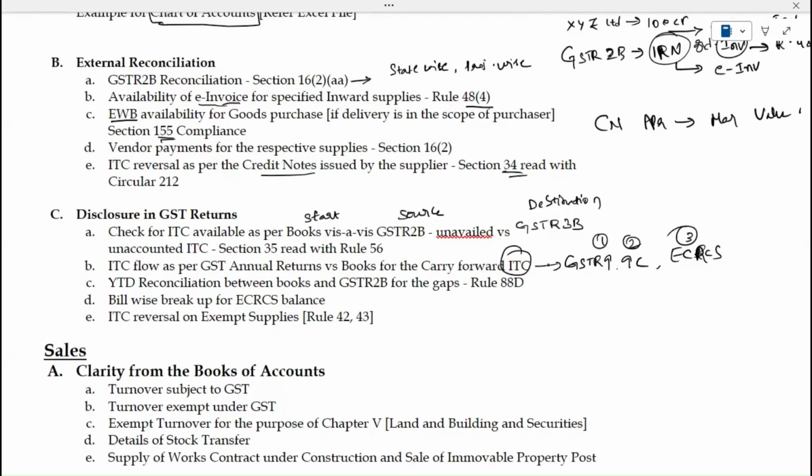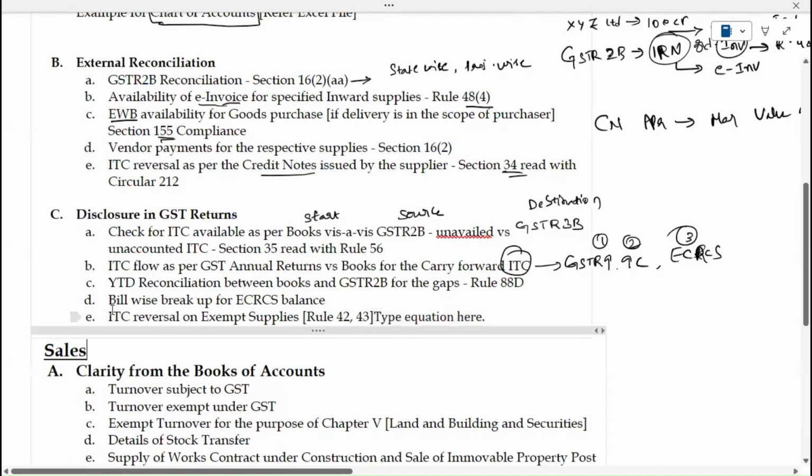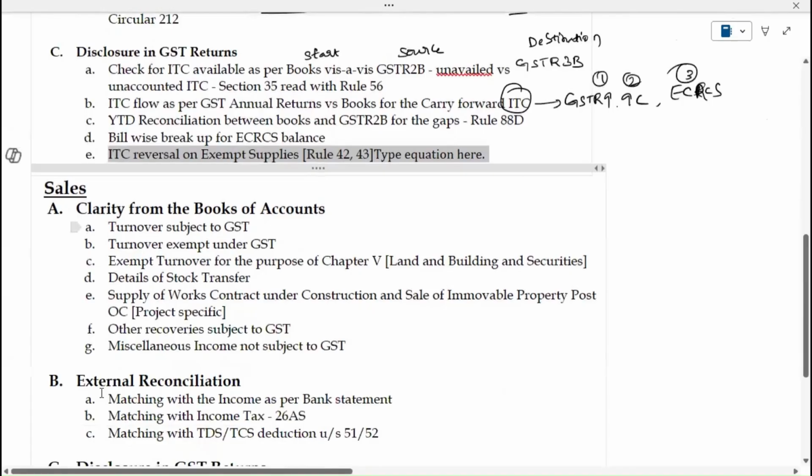Your statutory auditor, that is the chartered accountant, the income tax officer, the GST officer, they're going to ask you what is the input tax credit as per books vis-a-vis GST returns. Then ITC reversal. At the end of the year, you're expected to explain. What is your ITC reversal on exempt supplies? You have taxable supply, you have exempt supply. Have you reversed your input tax credit?